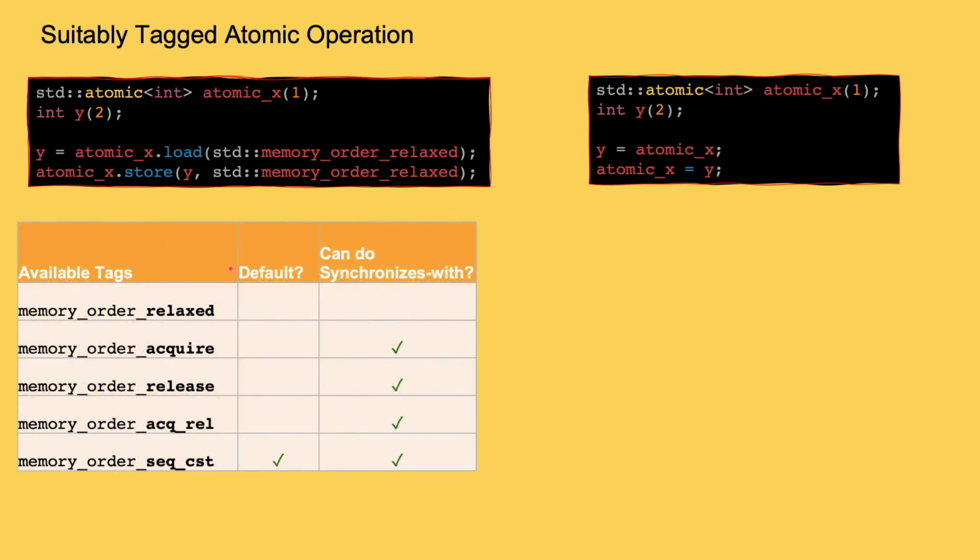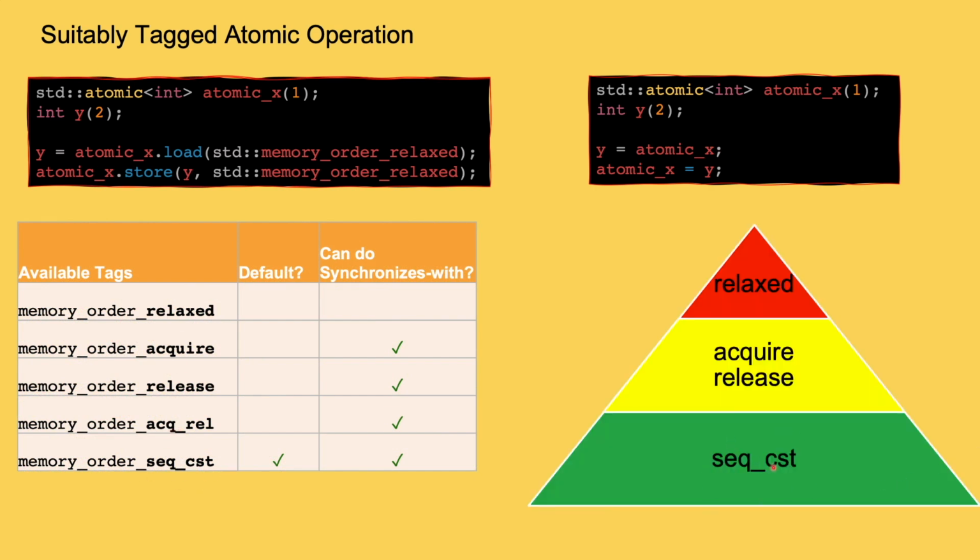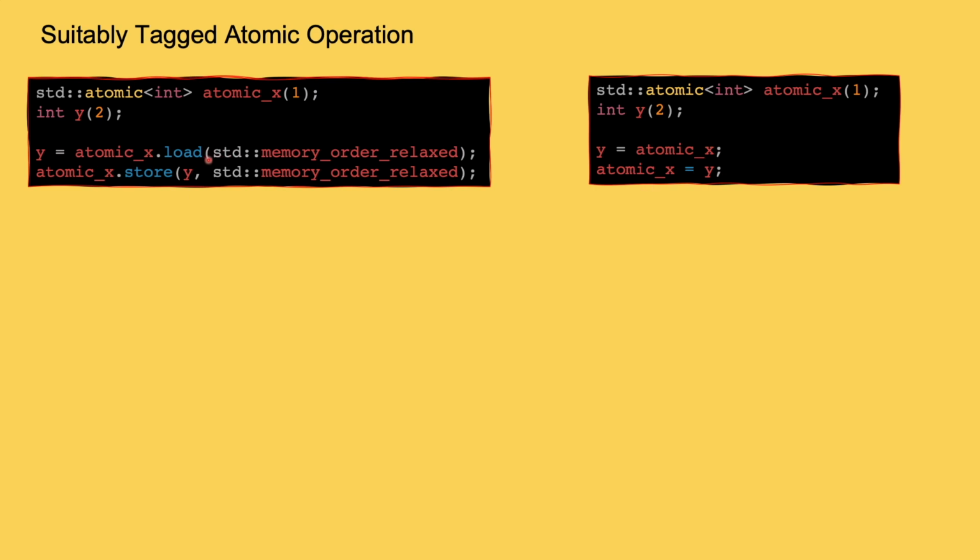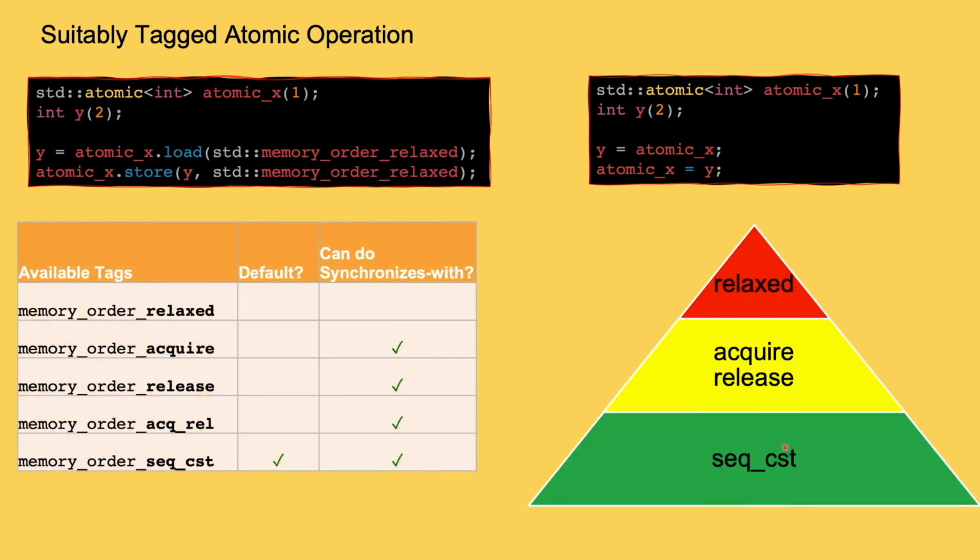The ones that we talk about in this video are relaxed, acquire and release, and sequential consistency. Sequential consistency is the default, which means in this case, you have the sequential consistency tag. This tag here is implied. And here for load and store, if you don't put the parameters, you have, by default, the sequential consistency tag. Sequential consistency is the strongest. Then there's acquire and release. And then the weakest one is relaxed. We will talk about what we mean by weak and strong in a minute.